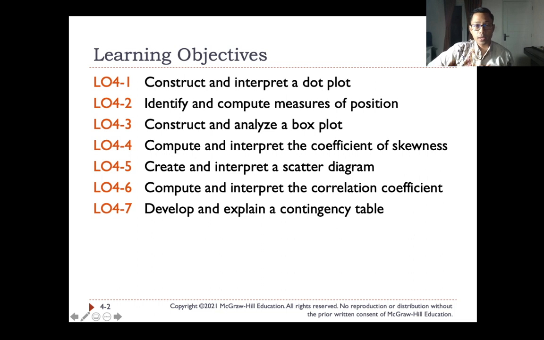So the learning objectives of this lecture are going to be: construct and interpret a dot plot, identify and compute measures of position, construct and analyze a box plot, compute and interpret the coefficient of skewness, create and interpret a scatter diagram, compute and interpret the correlation coefficient, and develop and explain a contingency table.